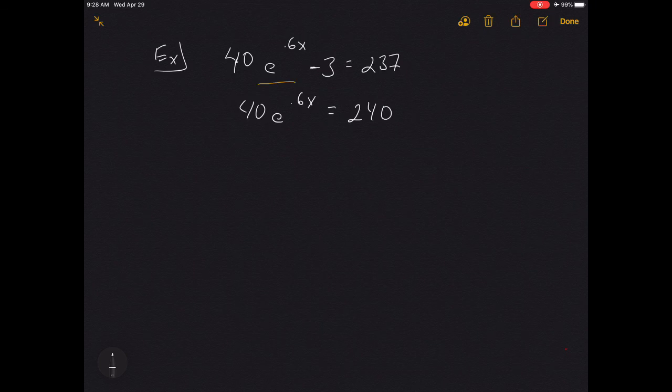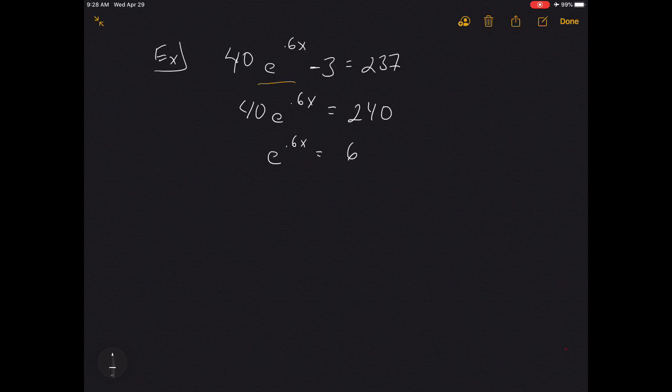Okay, the exponential equation, the e to the 0.6x, is still not isolated yet. I now have to divide both sides by 40. So when I divide both sides by 40, now we get e to the 0.6x on the left, and then 240 divided by 40 is 6. So we get e to the 0.6x equals 6. The e part now is isolated. The exponential term is isolated on the left.